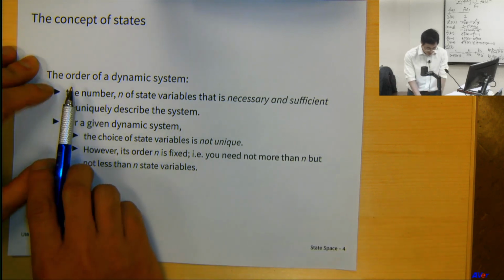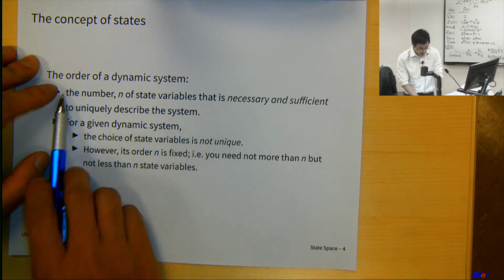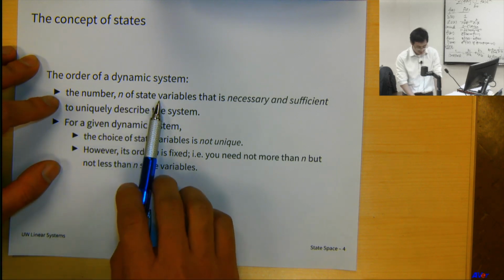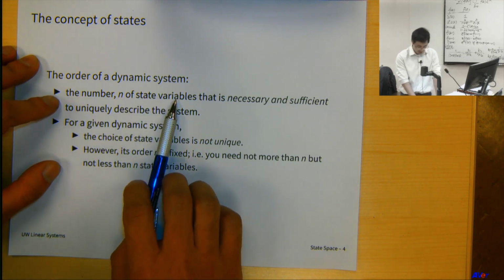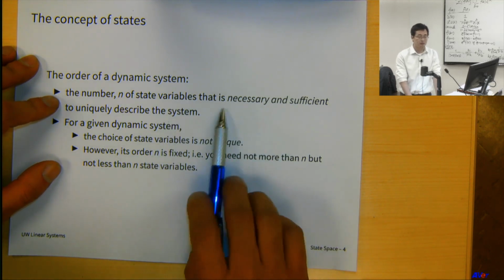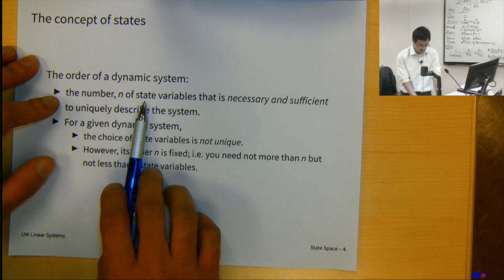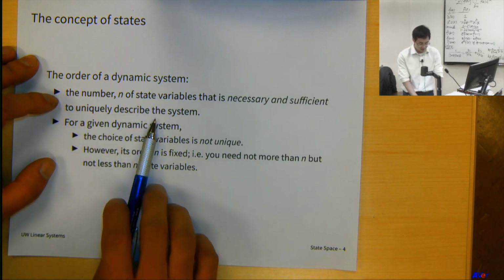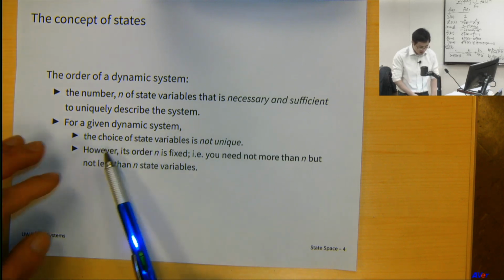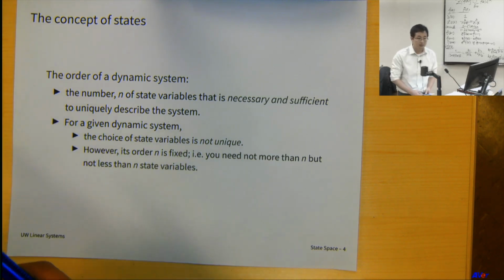More strictly speaking, the order of a dynamic system is the number n of the state variables, such as position and velocity, that are both necessary and sufficient. I just need these n variables, and I can describe the system uniquely. So for a given system, the choice of state variables is not unique, but the order is fixed.